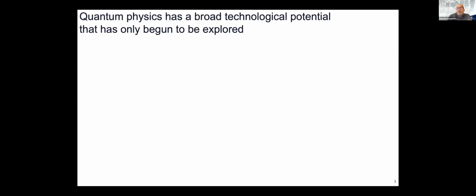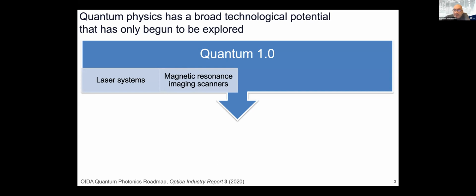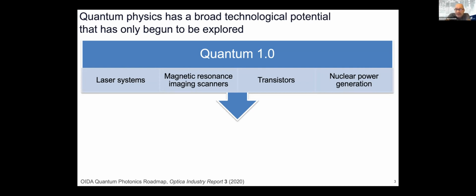So we know that quantum physics has been around for many years, but the broad technological potential has only begun to be explored recently. When we think about quantum mechanics, we hear these days the famous word quantum 2.0. In fact, quantum 1.0 is a technology that has been around for many years and deals with laser systems, magnetic resonance image scanners, for example, transistors, and nuclear power generation.